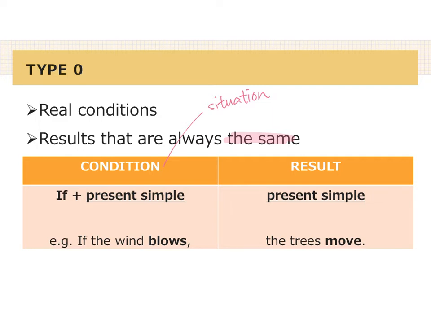For example, if the wind blows, the trees move. If plus present simple, present simple. This is real because wind always moves trees, right? This will never change, so we use type 0 here.